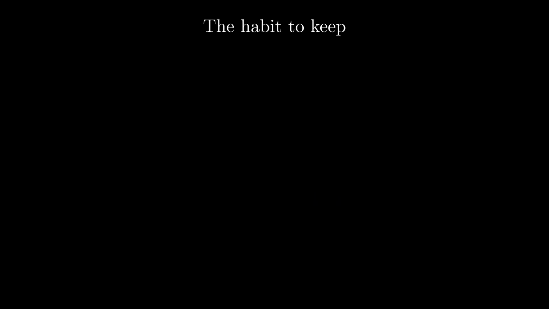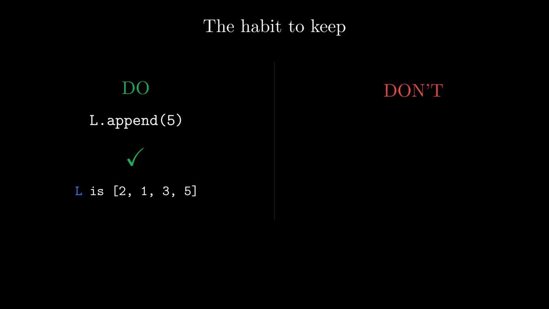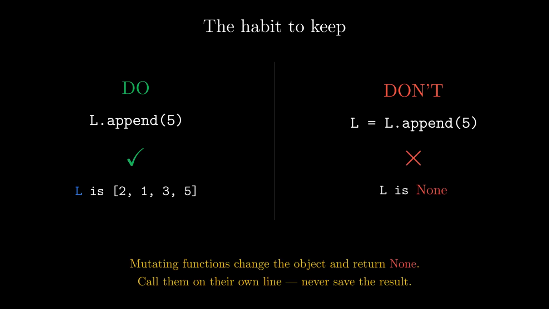So here's the habit to keep. Append grows a list by one item, mutating it in place, and then it returns None. It belongs to a family of functions used purely for their side effect. They change the object you call them on and hand back nothing. The moment you write L = L.append, you have traded your list for None. So call these functions on their own line, let them do their quiet work, and never save what they return.